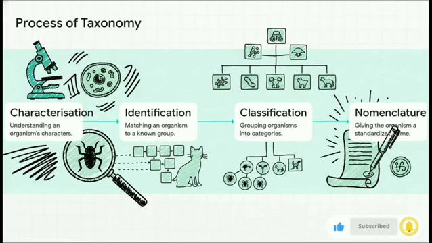It's a 4-step dance. First, you characterize it. What are its features? Then you try to identify it. Does it match anything we've seen before? After that, you classify it. You put it into groups with its relatives. And finally, the last step, nomenclature. You give it an official, standardized name.